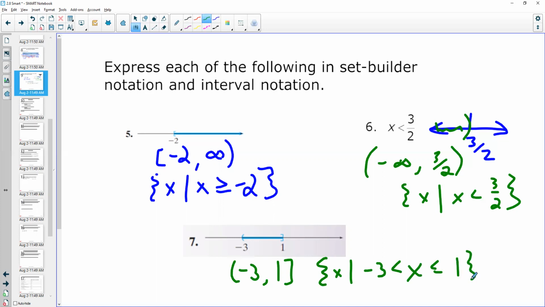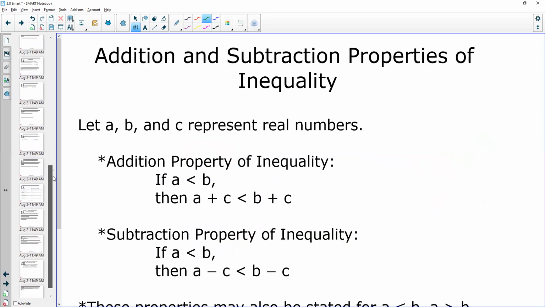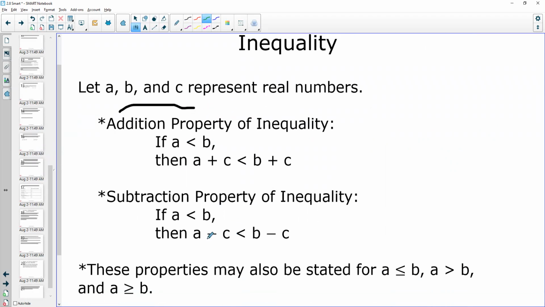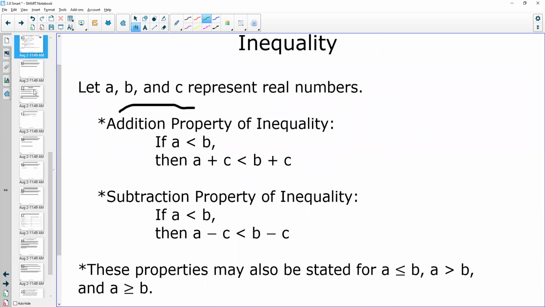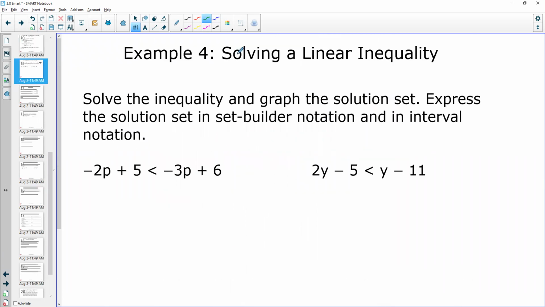Less than or equal to 1. All right, so now let's talk about solving these. The properties that we saw before in the last section, adding the same to both sides, subtracting the same from both sides, these still hold, just like we did before. So nothing really changes yet. There is one thing that changes in a moment, but not much yet. So remember, when you see these, you're going to express the solution set in set builder and interval notation.